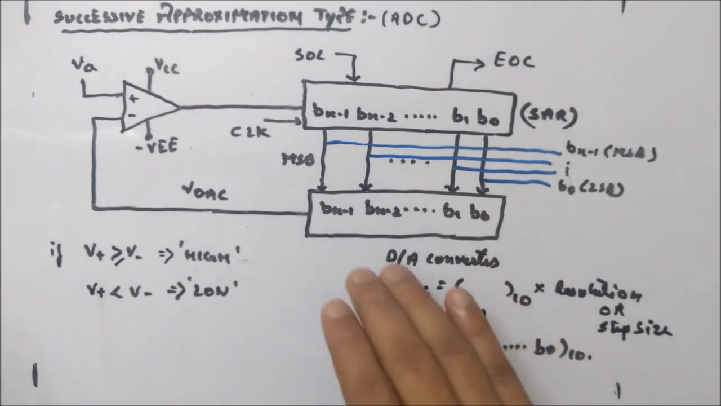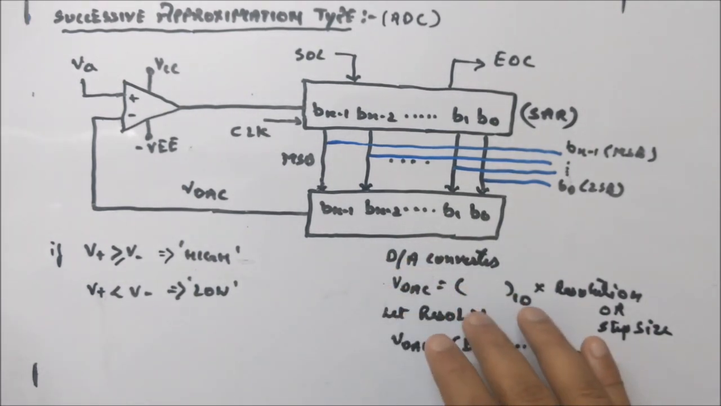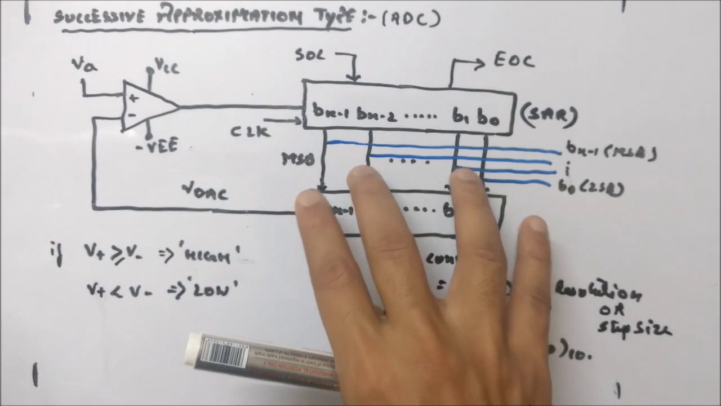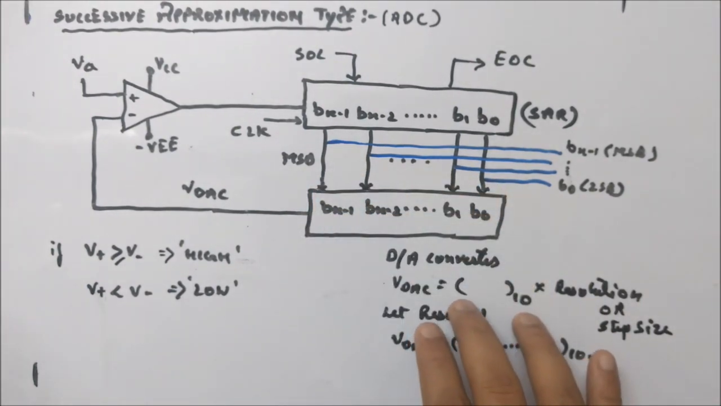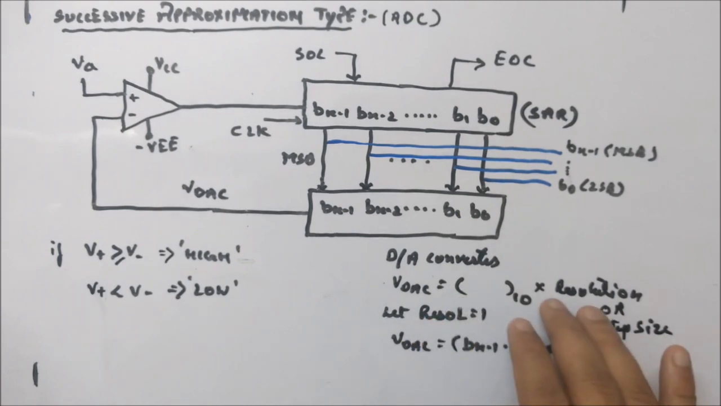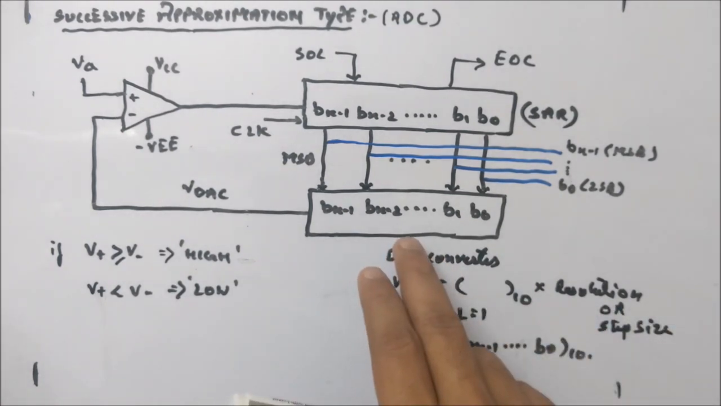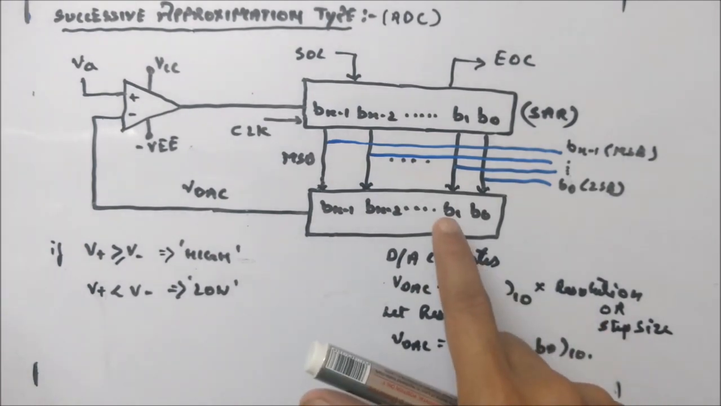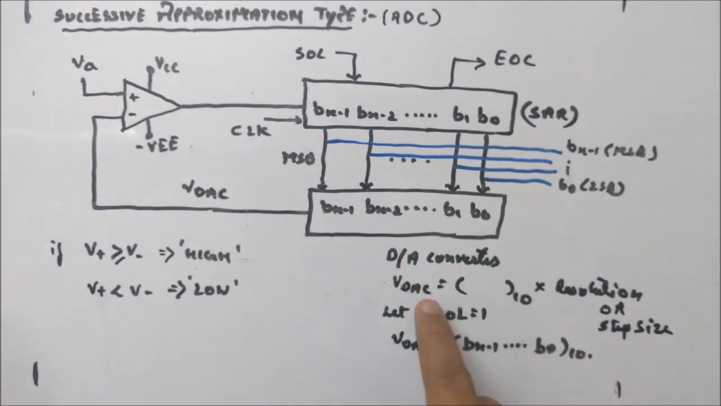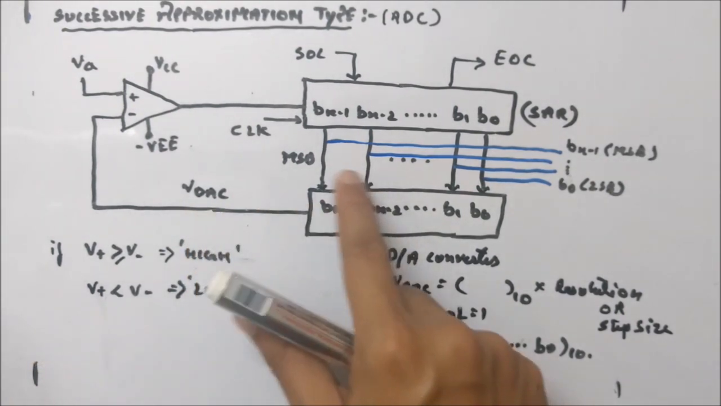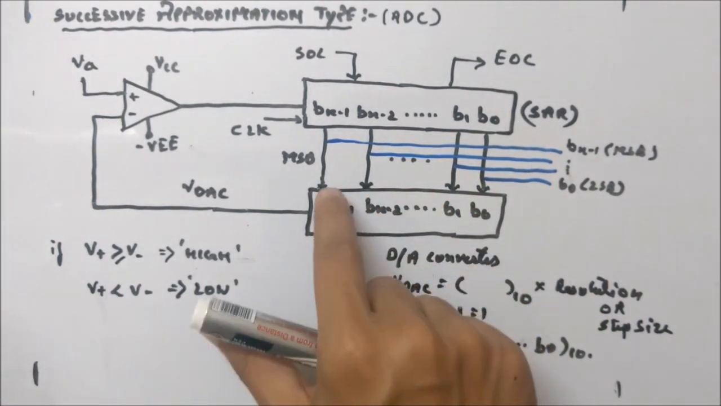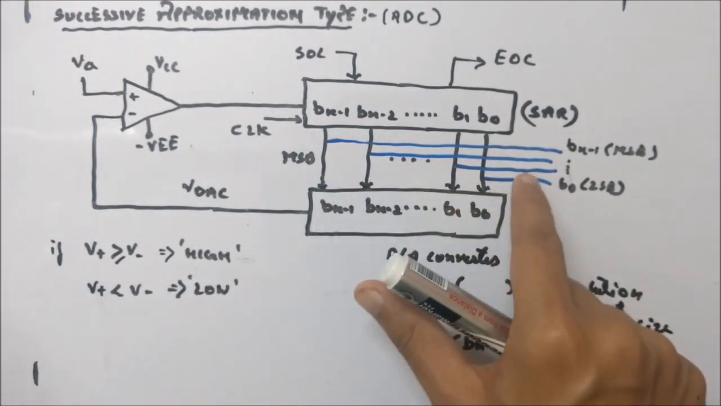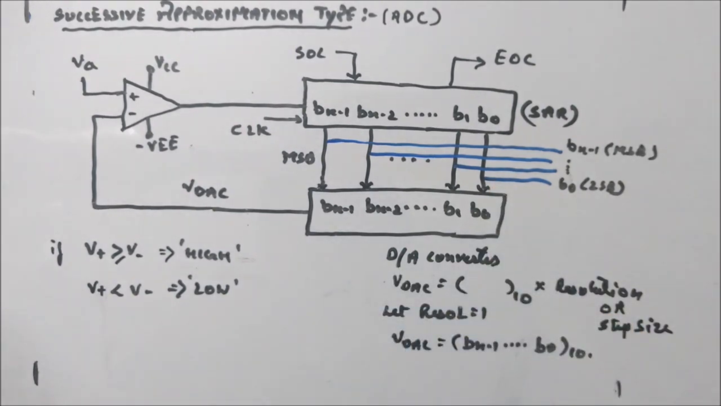As you might know, a digital to analog converter converts the digital input given to it to its decimal equivalent, and multiplies it with the resolution, or step size, of the D2A converter. The corresponding output you get is VDAC, the analog voltage corresponding to the bits you have applied. So at first you keep the MSB 1, and the rest of the bits will be 0.